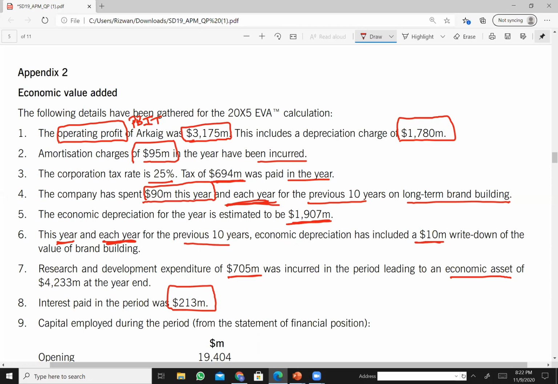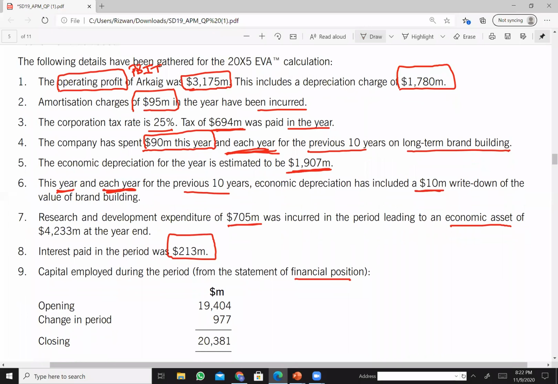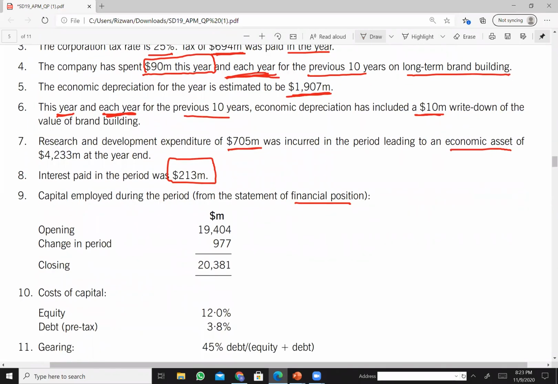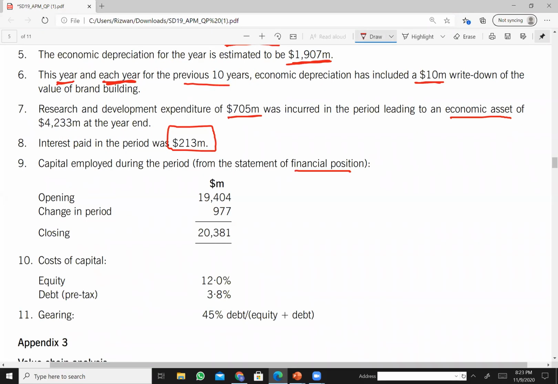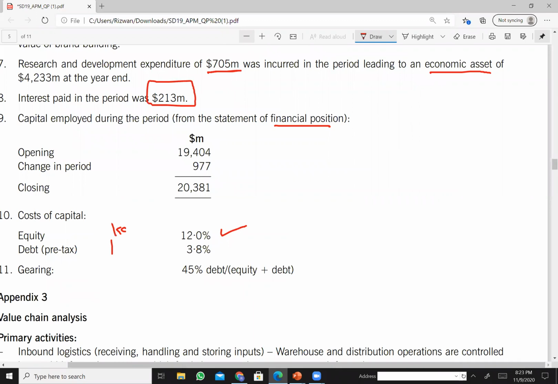Capital employed during the period from the statement of financial position is given to us, and let's have a look here. Then we are provided with the cost of capital. We have here the cost of capital, 12%. KE is 12%, and KD is 3.8. This is pre-tax. Gearing is 45%, debt divided by debt plus equity. And here we have the entire information in front of us.